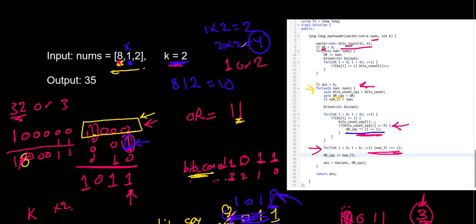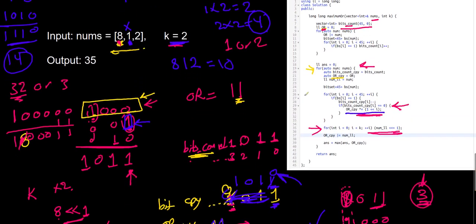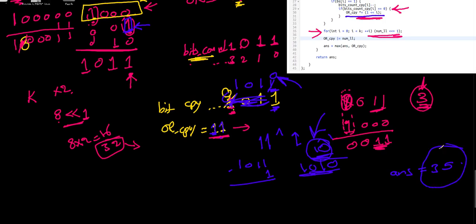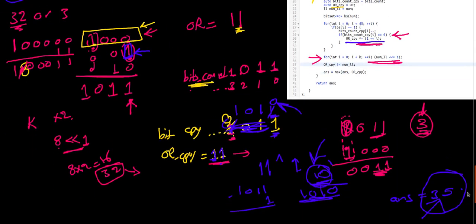So 4 OR 10: 4 is 1 0 0, 10 is 1 0 1 0, so the result is 1 1 1 0, and this equals 14. So this is the answer if we apply k to this value, but 14 is less than 35, so we keep 35. Then we do the same for 2, and at the end the answer will be 35.